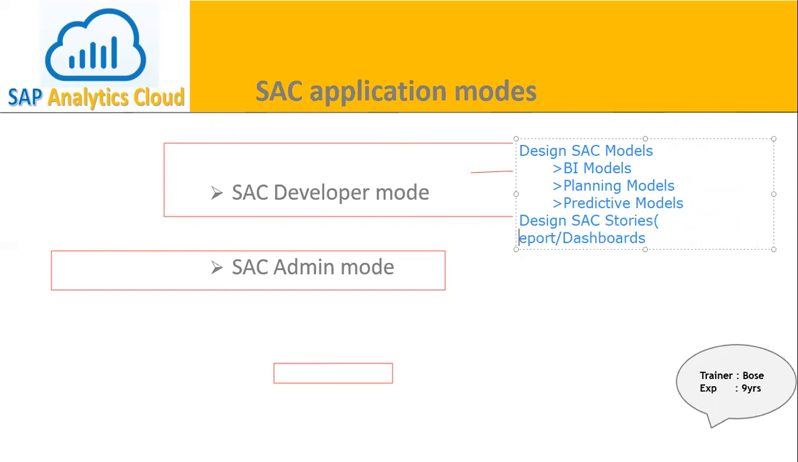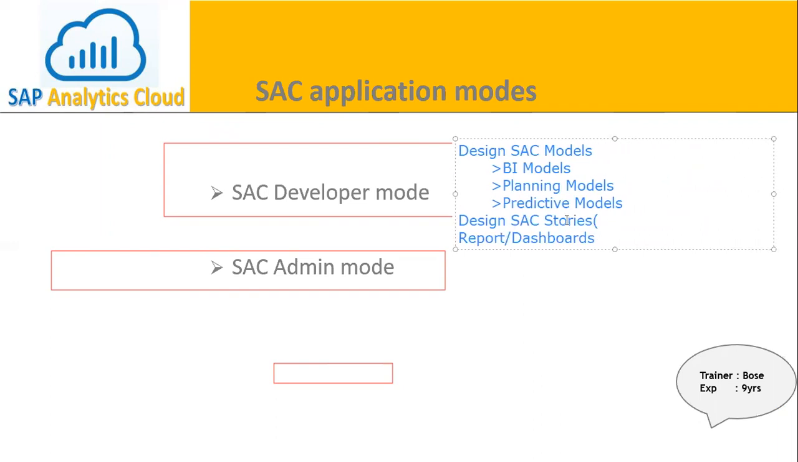SAC stories are nothing but reports or dashboards. Reports and dashboards are general non-SAP terms. In SAP Analytics Cloud, we call them stories, or we say SAC analytic applications. What is this analytic application? These are advanced stories or advanced dashboards.